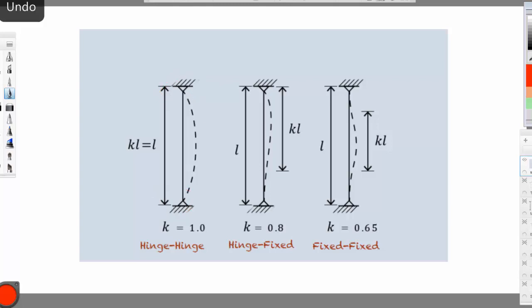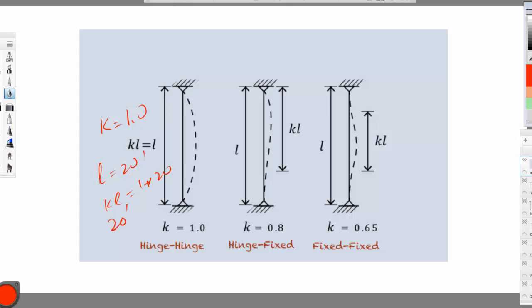Now if we would like to do some sort of comparison between the hinge-hinge, the hinge-fixed and fixed-fixed, we'll have a factor called K. In this case the entire column buckles, so the value of K is equal to 1.0, meaning the entire thing will buckle. If the entire length is equal to 20 feet, then KL is equal to 1 multiplied by 20, so the length that is buckling is 20 feet.